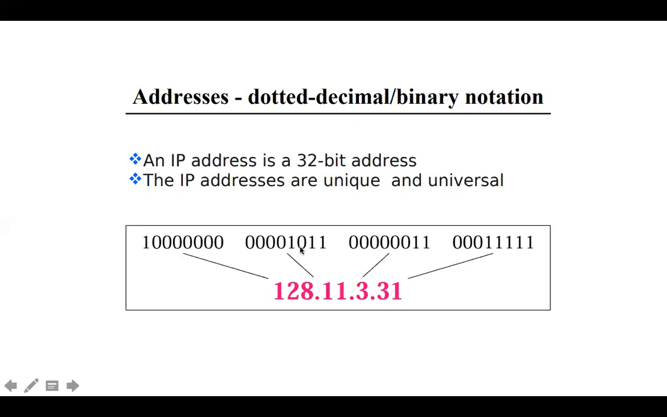Okay, so each value here consists of 8 bits. So in total you will have 32 bits for the IP address in binary notation.